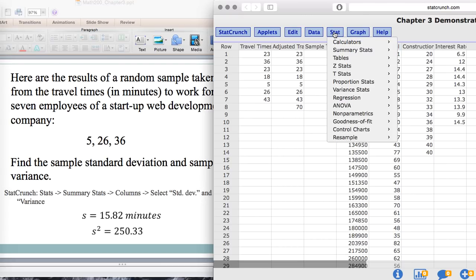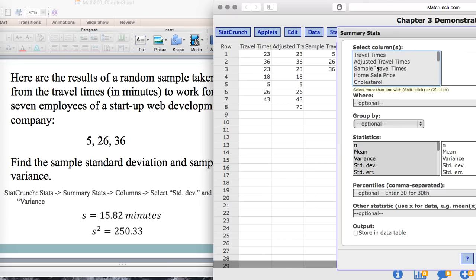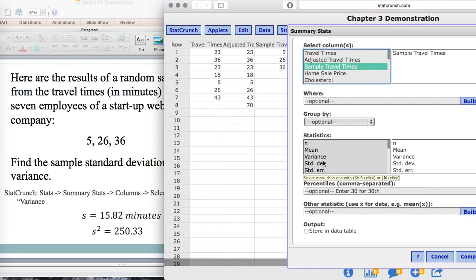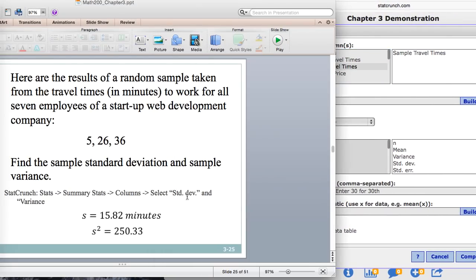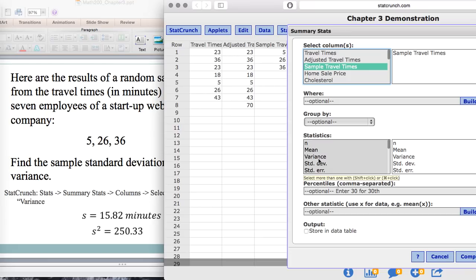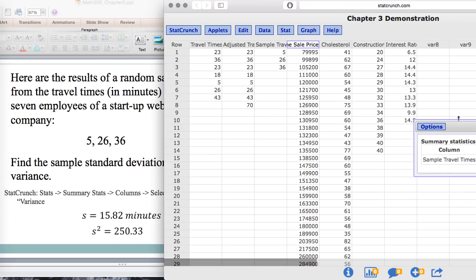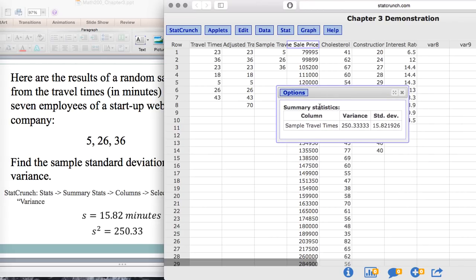If I want the standard deviation and the variance for this, all I'm going to do is Summary Stats, Columns, and I have sample travel time, so I'm going to select that column. And now, instead of selecting the unadjusted standard deviation and the unadjusted variance, I'm just going to select plain old variance and standard deviation. I'm going to click compute, scoot it over so we can see, and you'll notice that our variance is 250.33, which is exactly what we have here, and our sample standard deviation, that's denoted with an s, is just 15.82 minutes.